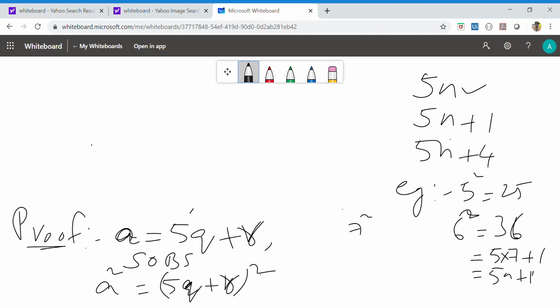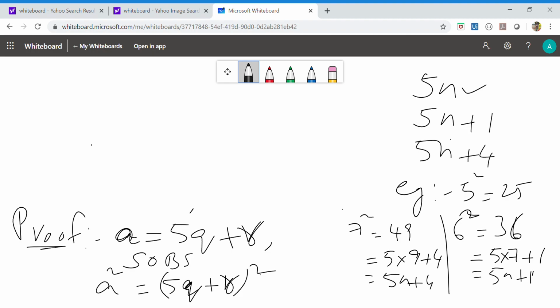Suppose you take 7 square. 7 square is 49. How can you write 49? As a multiple of 5 you have to write, because the divisor b is 5 here. So as a multiple of 5 only you have to write. 5 9s are 45 plus 4. So it is in the form of 5n plus 4.